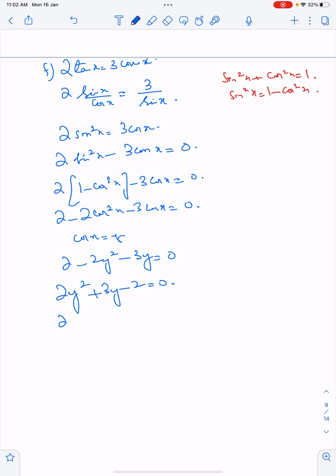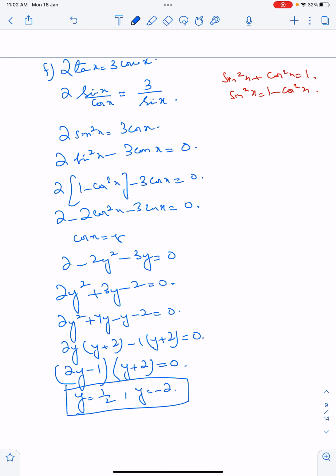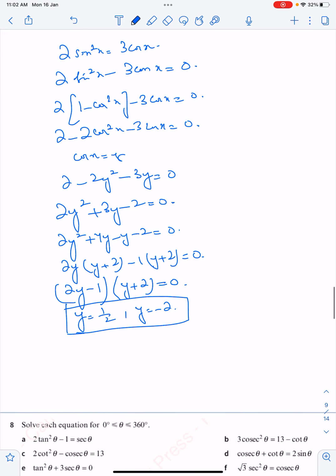equals 0. Breaking the middle term, 4y minus y minus 2 equals 0. If I take out 2y as common, y plus 2, minus 1 is common, y plus 2 equals 0. 2y minus 1 is the first bracket, y plus 2 is the second bracket. y equals half, y equals negative 2. So y equals half and y equals negative 2.